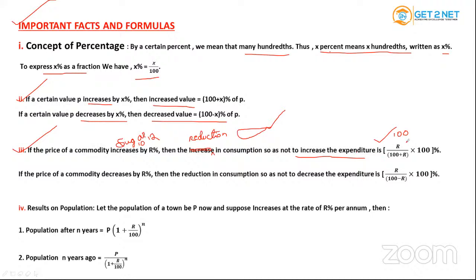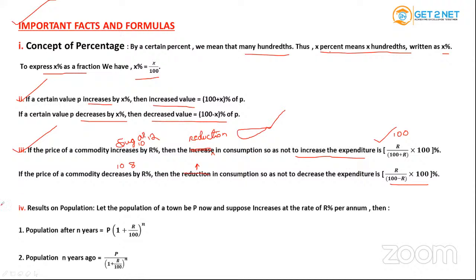so as not to increase the expenditure, and it is this formula. Next, if the price of a commodity decreases by R%, previously it was 10, now it became 8, then what will happen? The consumption will increase. So the increase in consumption so as not to decrease the expenditure is this formula: R divided by (100 minus R) into 100%.